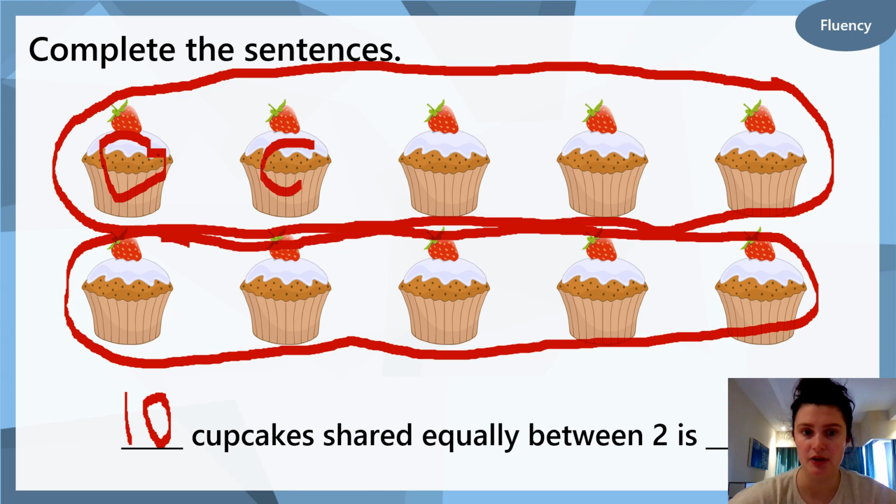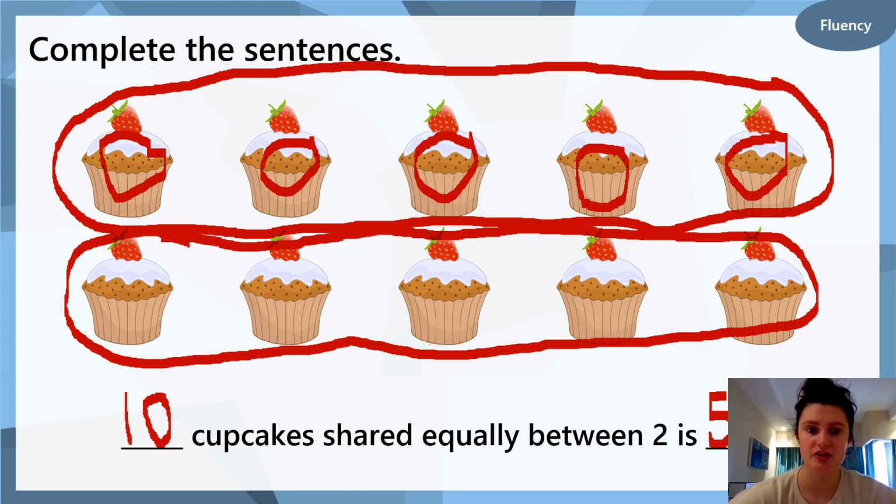1, 2, 3, 4, 5. Each group has 5 cupcakes. So 10 cupcakes shared equally between two groups is 5. Very good. Are you ready to do these by yourself? You're going to need a paper, a pencil, and whatever counters that you've been using in your home.